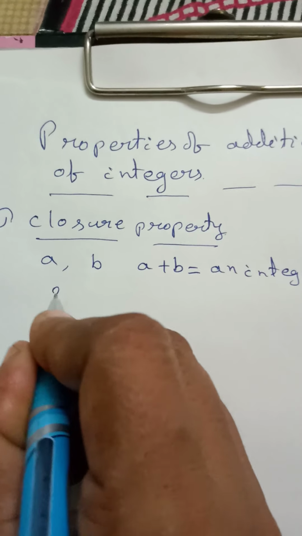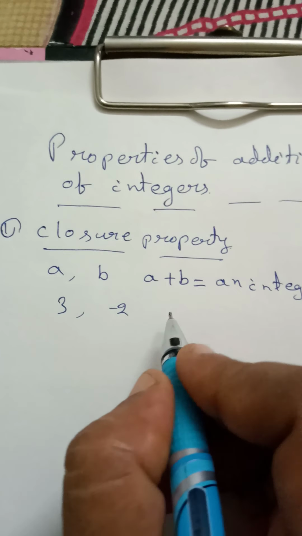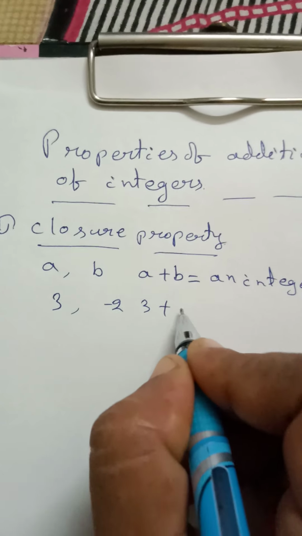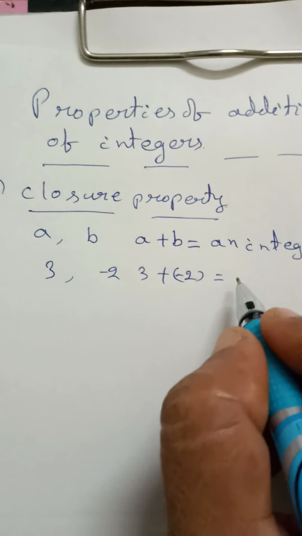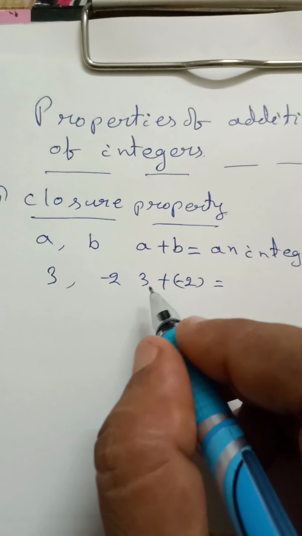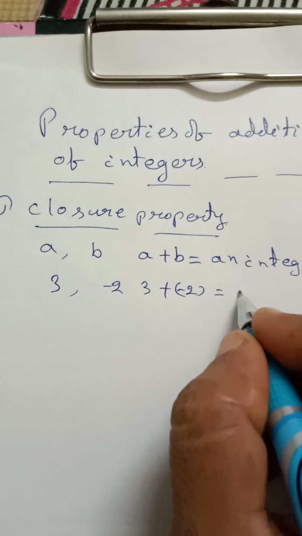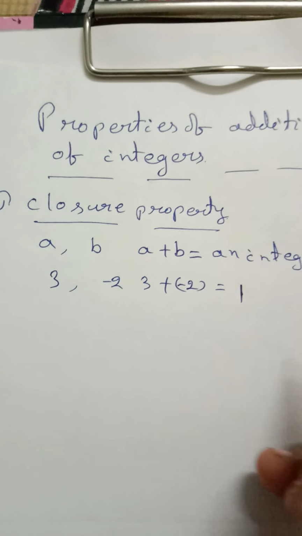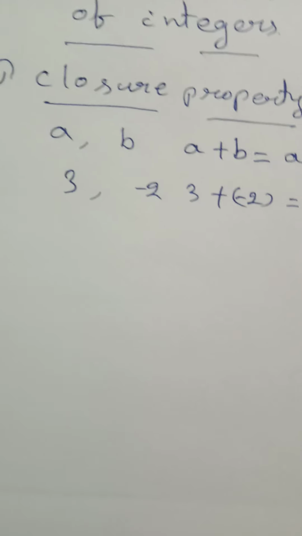Example: 3 is an integer, minus 2 is also an integer. 3 plus minus 2, one positive and one negative. If they are added, it will be the difference. 3 minus 2 is 1. It is also an integer. This is called the closure property.